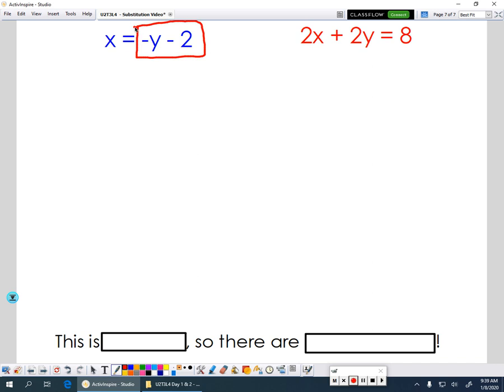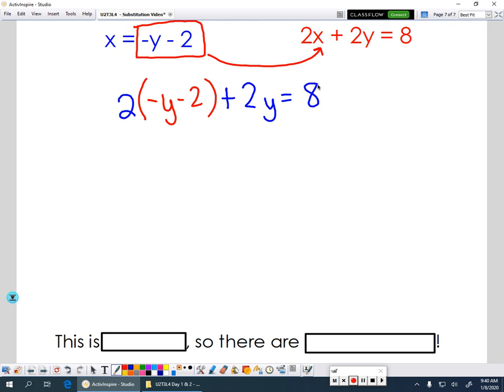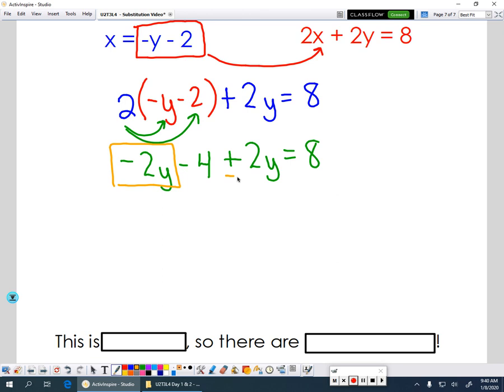So we're going to take this, x equals, and we're going to plug it in here for x. So I've got 2, and then instead of x, I'm going to put negative y minus 2. And then I'm going to go back to this equation, plus 2y equals 8. And now we're going to solve it. Distributive property, negative 2y minus 4 plus 2y equals 8. And again, we have our minus 2y and our plus 2y. That's going to be like 0. So what I have here is 0 minus 4 equals 8, or we can say negative 4 equals 8.